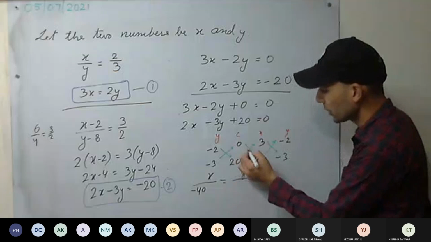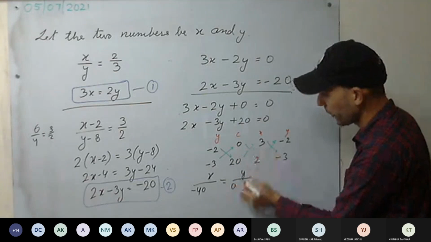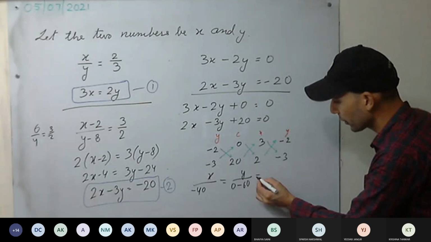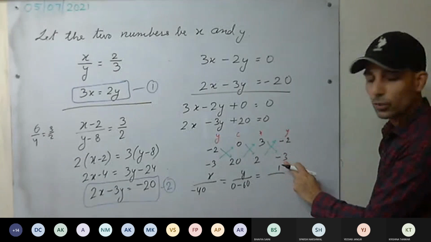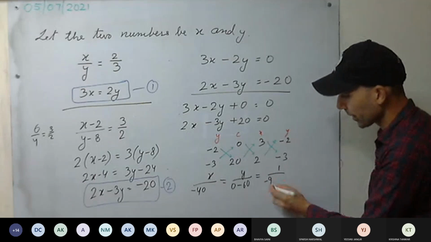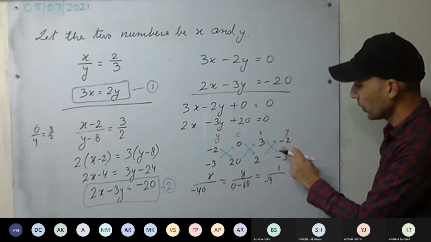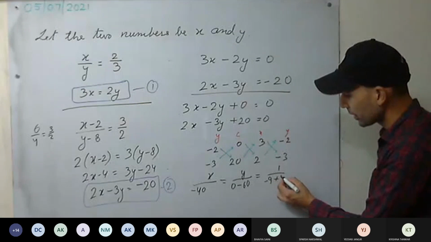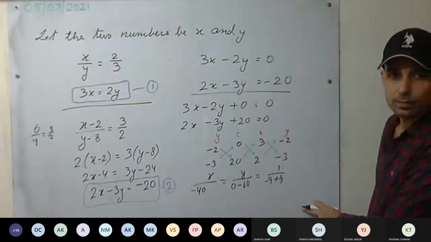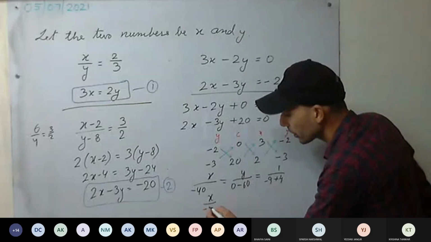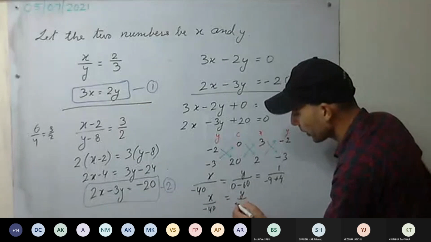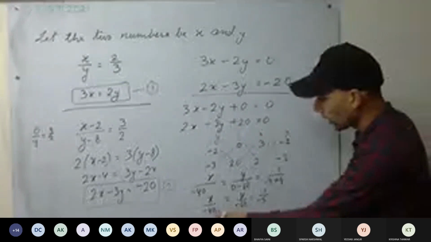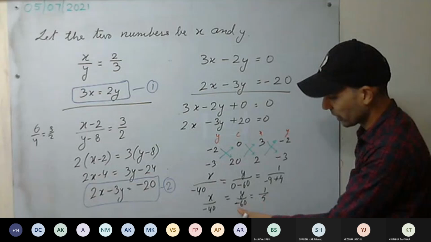y upon 0 into 2, 0, minus 20 into 3, minus 60, equal to 1 upon 3 into minus 3, minus 9, 2 into minus 4, minus 4, plus 4. Okay. So x upon minus 40, y upon minus 60 equal to 1 upon minus 5. See here, all the three terms have minus, we can remove it. Okay.